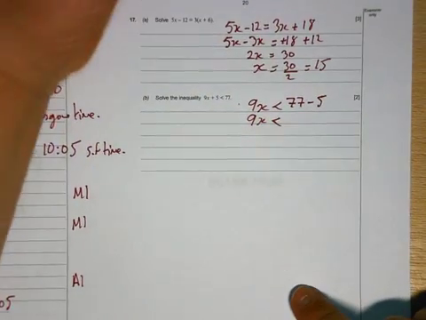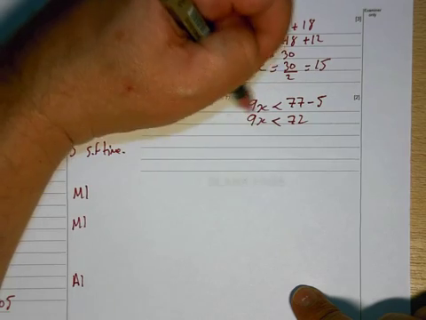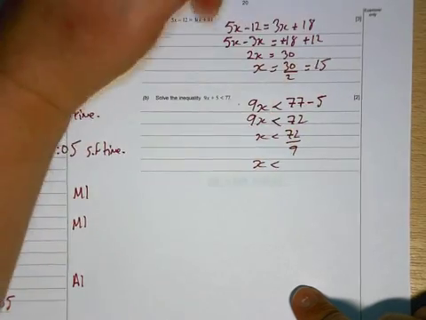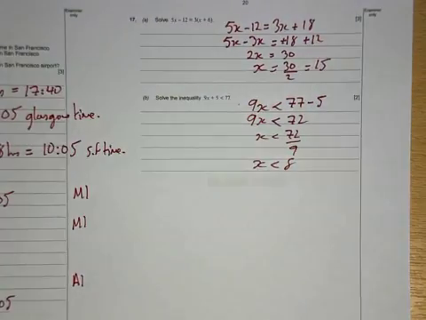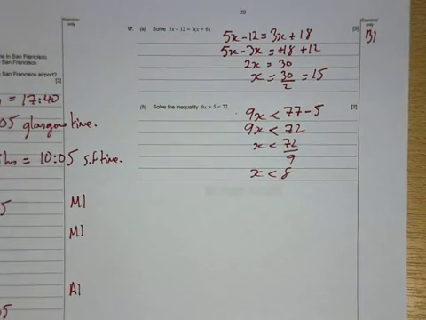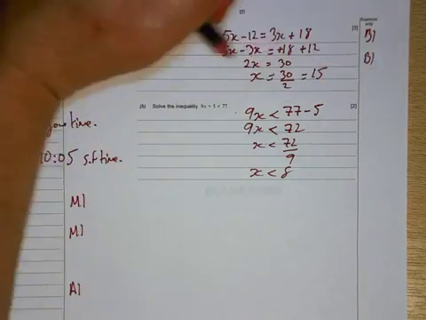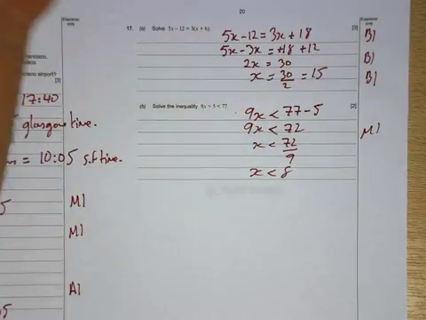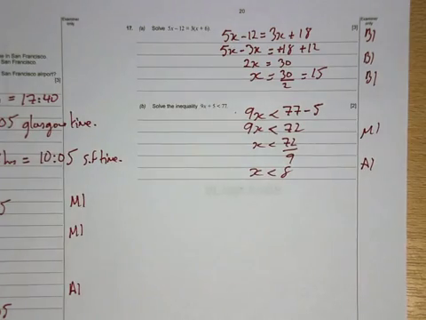So 9x is less than 72. To get rid of the 9, it's a times 9, so we have to divide by 9, which means x is less than 8. And that's it. So don't worry about an inequality sign, deal with it in the same way as an equals in the foundation tier anyway. So marks for that: 1 mark for dealing with the bracket, 1 mark for getting it down as far as 2x is 30, 1 mark for the right answer, 1 mark for getting it down to 9x is less than 72, 1 mark for the answer, 8 marks for the page.